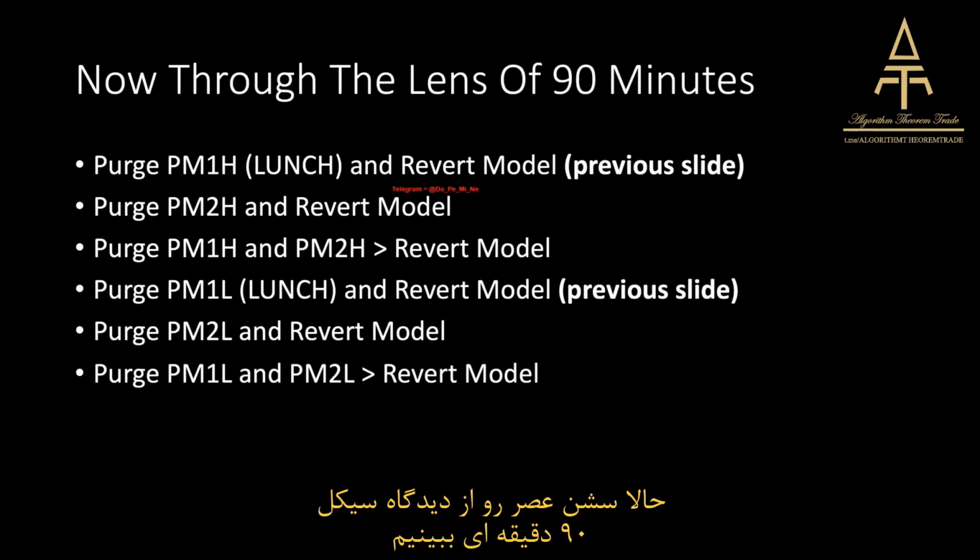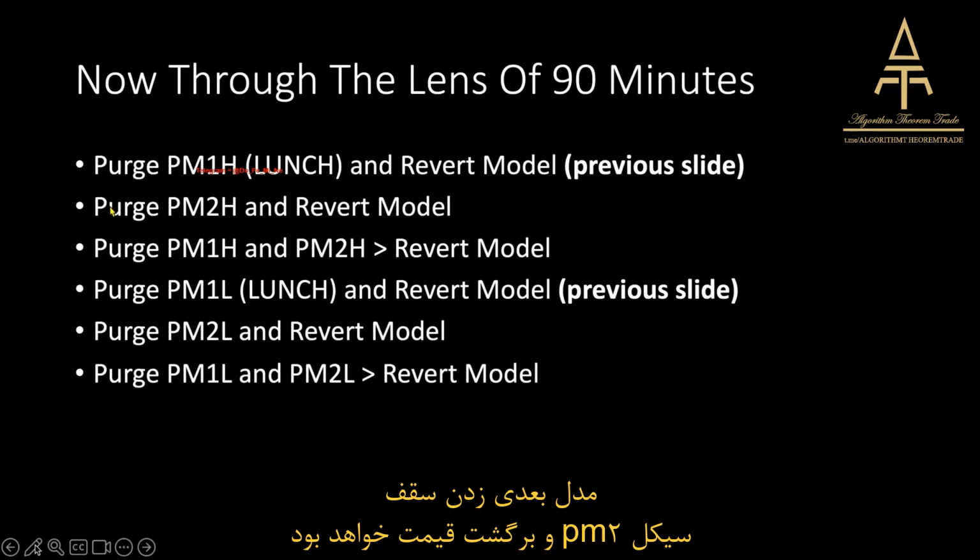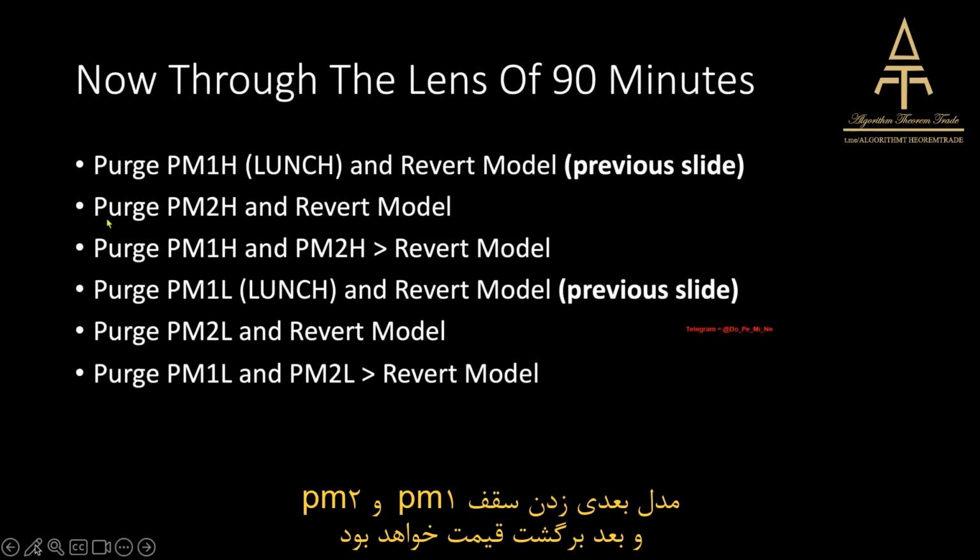So let us now take a look, through the lens of 90 minutes, at the PM session from a model perspective. We have already taken a look at the first section here, which was a purge of the lunch high and a revert model. This was, I believe, the first slide. Then the second bullet is the purge of the second PM session's high and revert model. Third bullet is the purge of the first PM high and the PM2 high, followed by a revert.